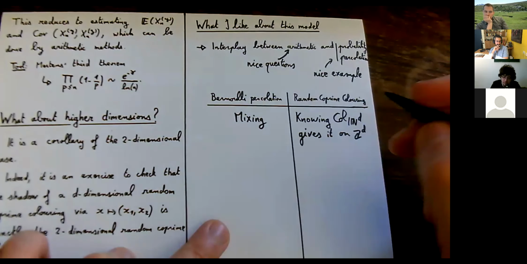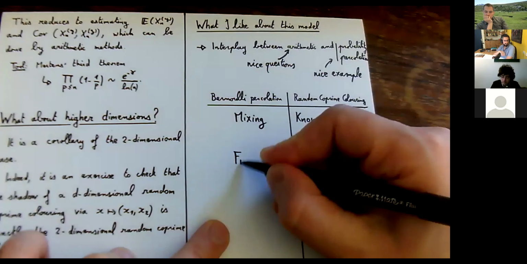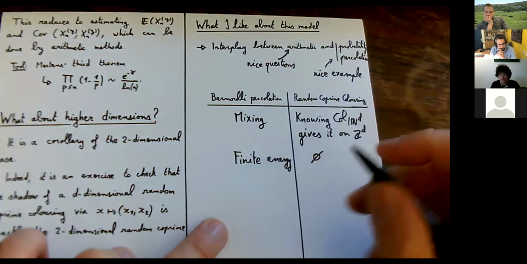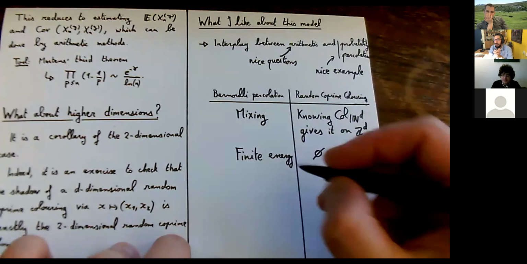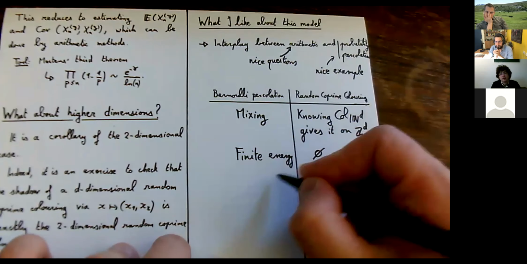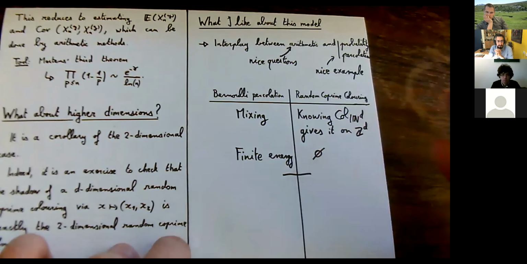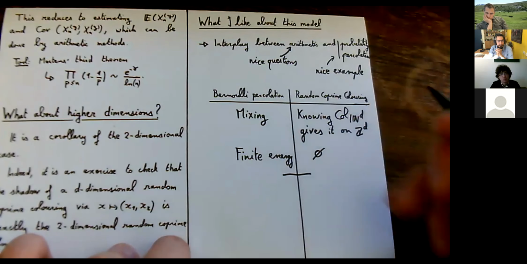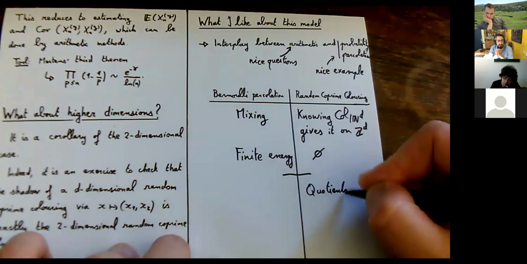Also, Bernoulli percolation has finite energy, meaning insertion and deletion tolerance, which is not the case at all in random coprime coloring. However, to some extent, the random coprime coloring has nice properties. To some other extent, here it's less nice, but for example, quotients are easy to handle.